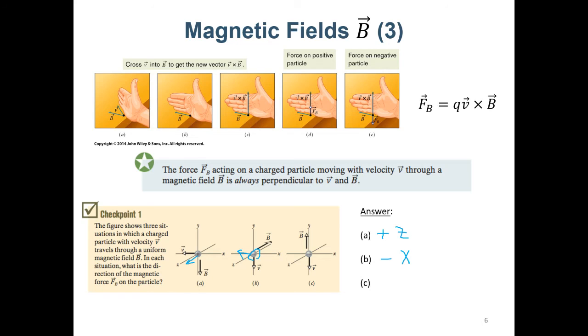And then for C, V and B. So this is none, because they are parallel to each other. Parallel to each other means the cross product should be zero, or the area spanned by V and B is zero.